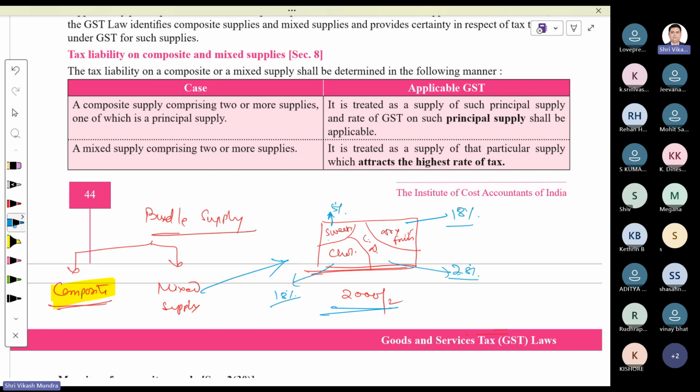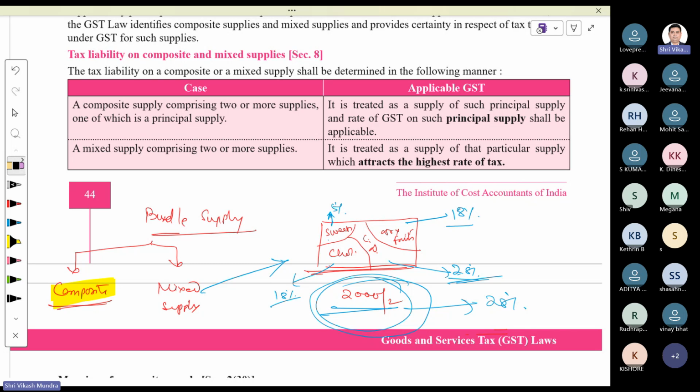In case of mixed supply, the highest rate which is applicable on the components of the bundle, that rate would be applicable on the entire value. Which one is the highest among all these rates on the products involved in this bundle? 5, 18, and 28. I can say 28 is the highest rate. So on the entire value, we are supposed to pay 28% as GST.